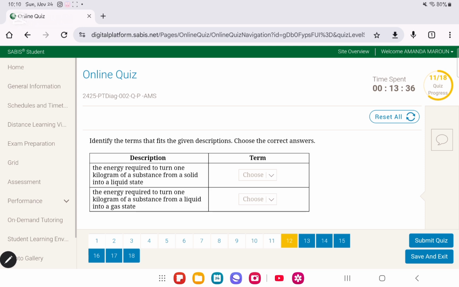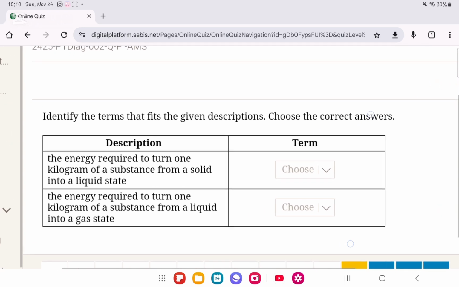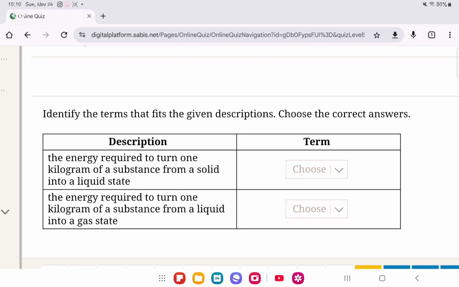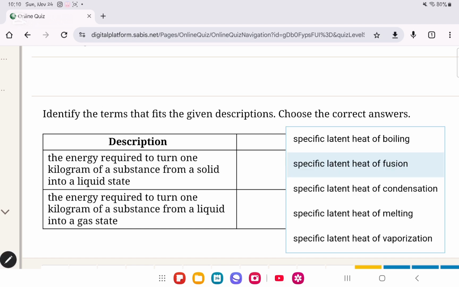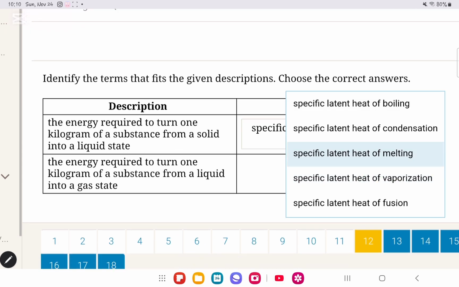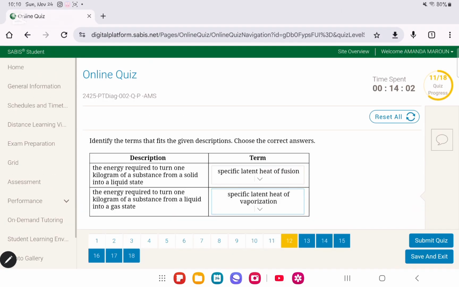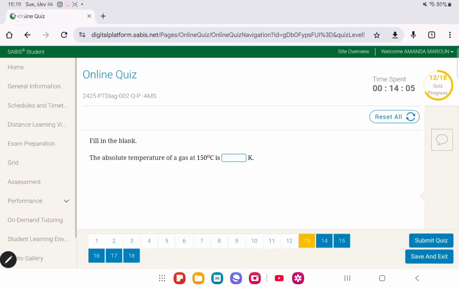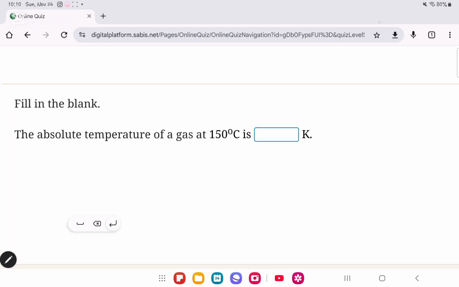Question number 12. The energy required to turn 1 kilogram of a substance from a solid into liquid. Solid to liquid is melting usually, but in physics we are gonna call it the specific latent heat of fusion. From liquid to gas is considered boiling, but in physics we are gonna call it the specific latent heat of vaporization.